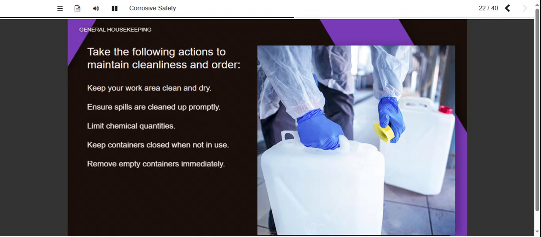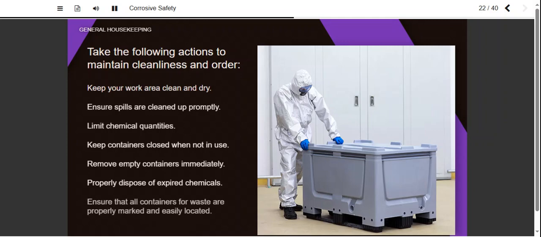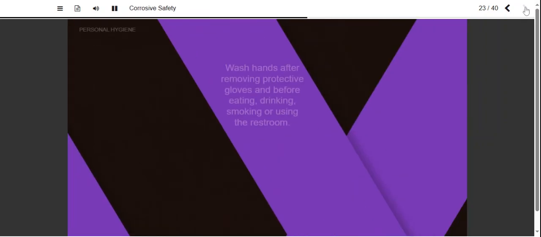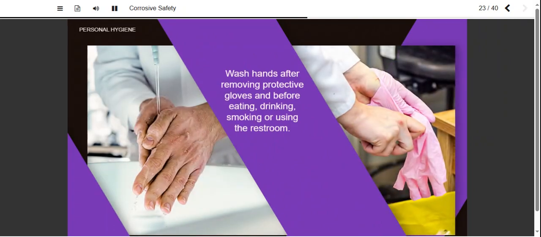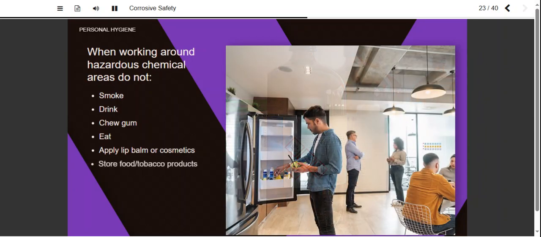Remove empty containers at once from work areas. Properly dispose of expired chemicals. Ensure that all containers for waste are properly marked and easily located. Wash hands after removing protective gloves and before eating, drinking, smoking, or using the restroom. Remove and clean contaminated clothing before wearing it again. Do not smoke, drink, chew gum, eat, or apply lip balm or other cosmetics in any areas where hazardous chemicals are present. Store food and tobacco products in uncontaminated areas.